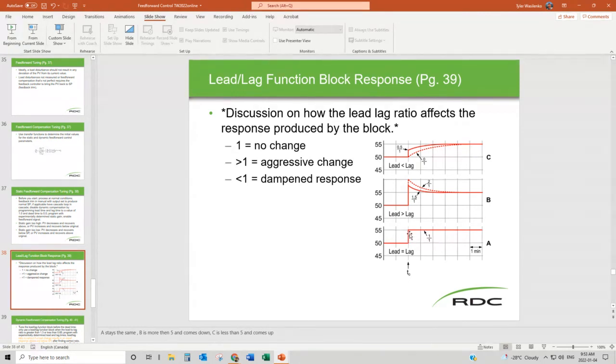I'm not going to spend a whole bunch of time elaborating on the causes for this, because it's a lot easier for you to just associate the graph with the situation. So lead less than lag, you get this. Lead greater than lag, you get this. And lead equals lag, you get this. And I'm not going to drill any deeper than that. Do read it and do understand what's going on there if you can, but I'm not going to drill you too hard on it.